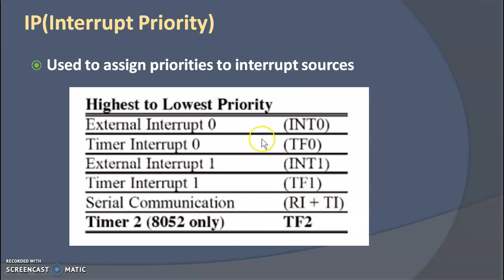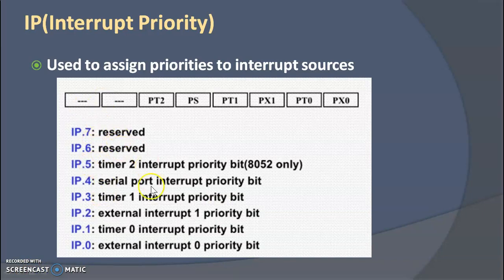So if we want to change the priority of these interrupts, we can use this interrupt priority register, which has different bits. By making these values of the different interrupts to 1, we can give them the highest priority. Out of these 8 bits, the last 2 bits are reserved and the rest of the bits are for different interrupts. Whenever a particular bit is made 1, that particular interrupt is given the highest priority.